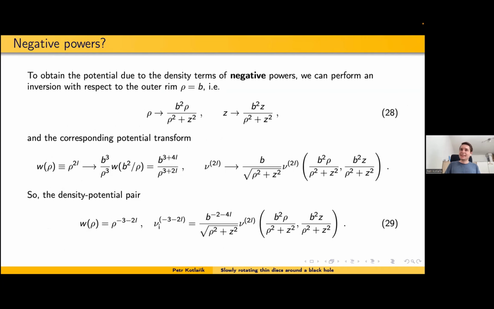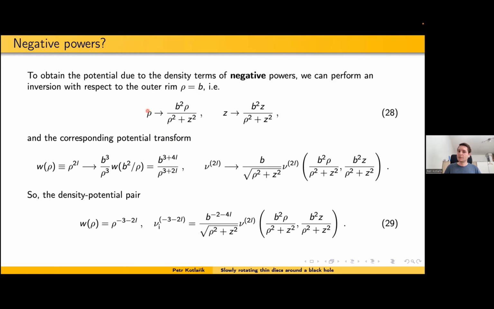Great, but these were disks, let's say elementary disks with the density which just goes up, and a reasonable physical disk would require densities which go down to infinity at least. So we need the solution for negative powers in density, and to do this you can use another symmetry of the Laplace equation and perform a Kelvin transformation, or the inversion with respect to this elementary density rim.